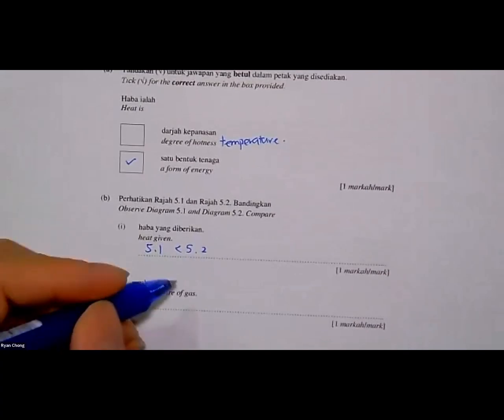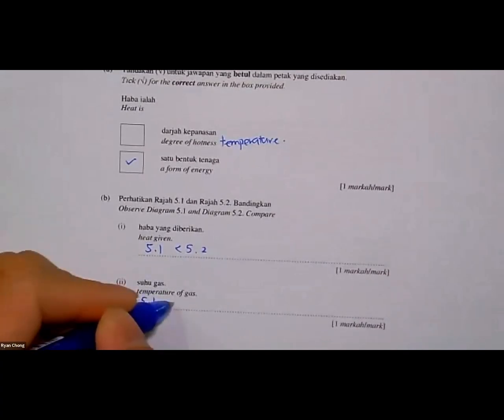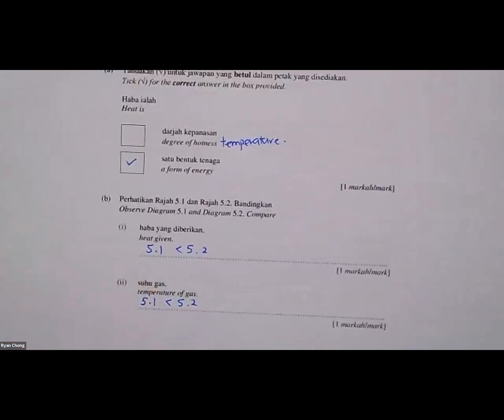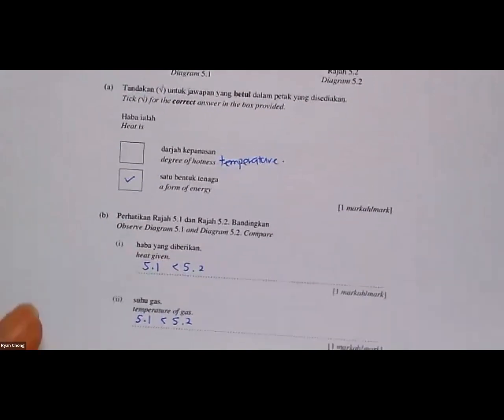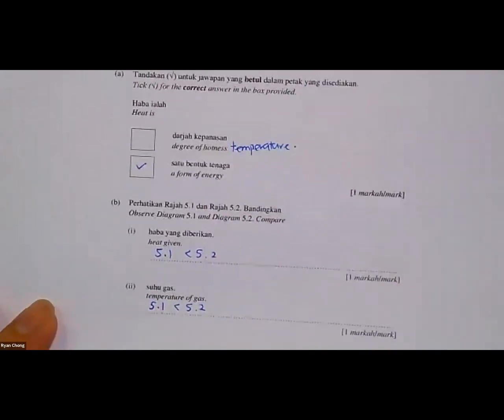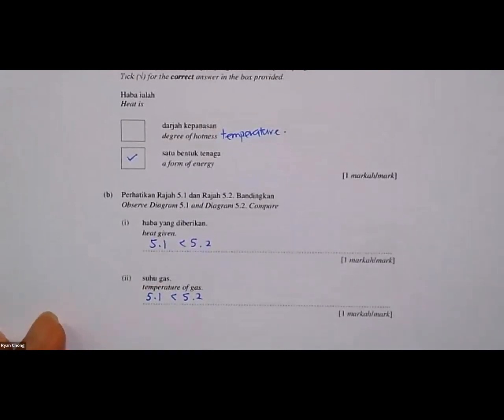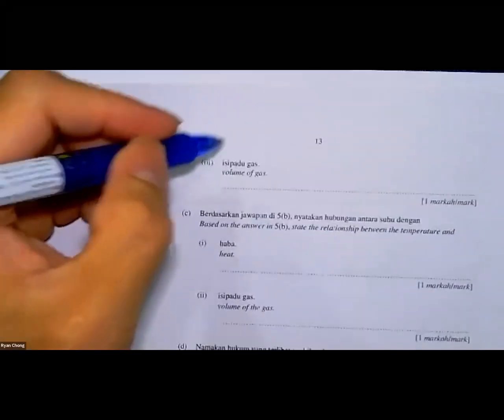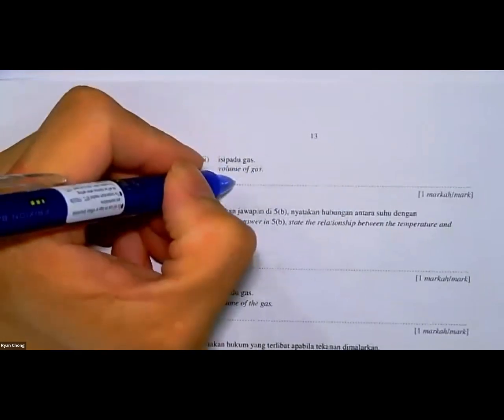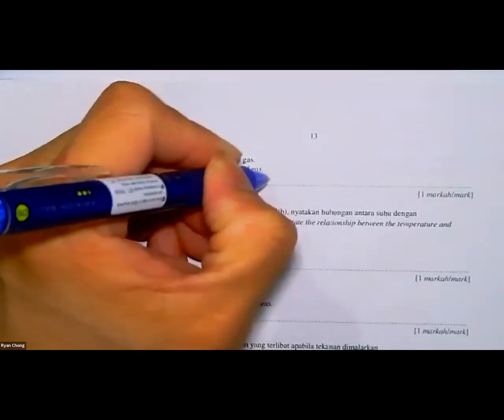The temperature, of course, more heat, more temperature. 5.1 is less than 5.2. Very straightforward on this question. Not difficult. You can write the symbol. But if you worry about writing the symbol, you can just write 5.1 is less than 5.2 in words. No problem, it is allowed. You lose mark 1 otherwise. So the volume is also the same thing. The higher the temperature, the larger the volume. So 5.1 is less than 5.2.